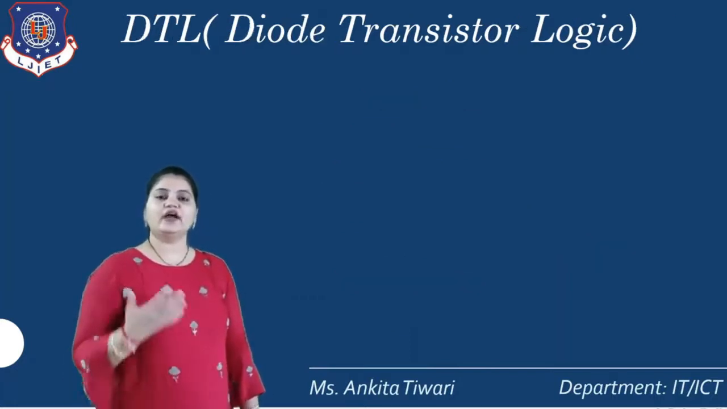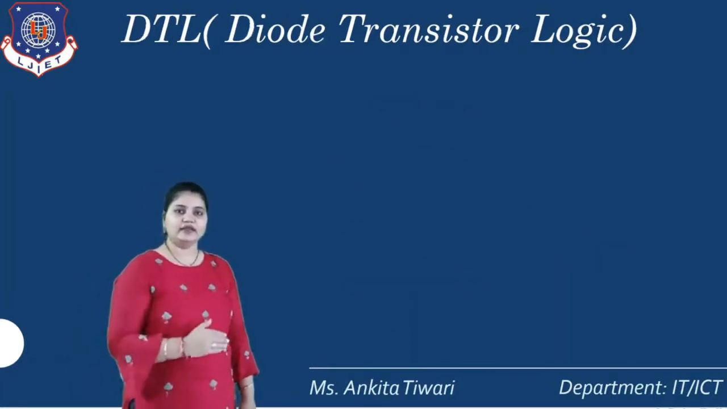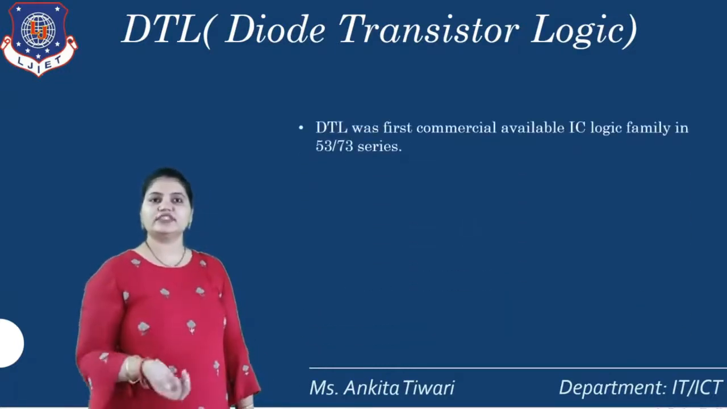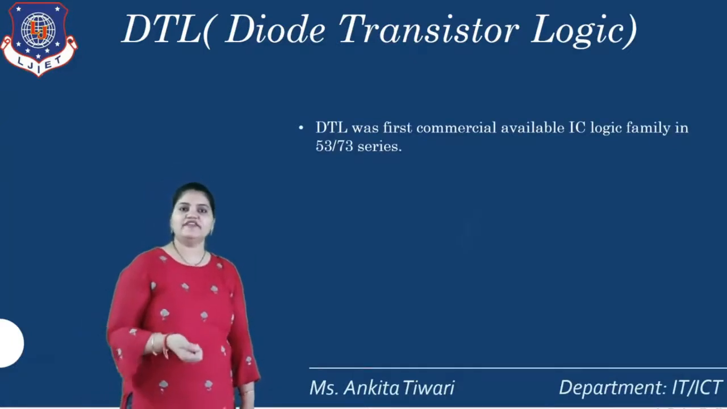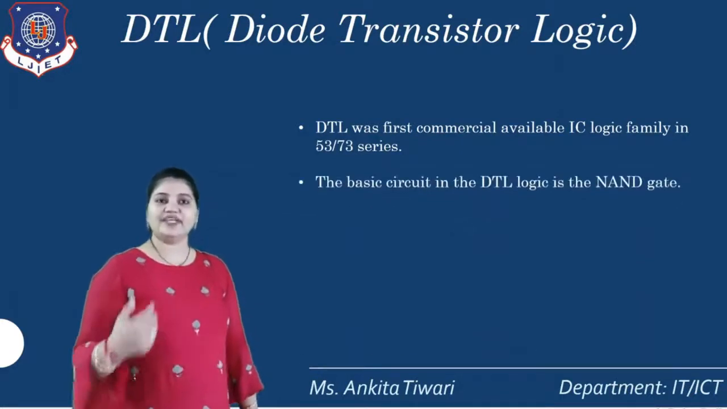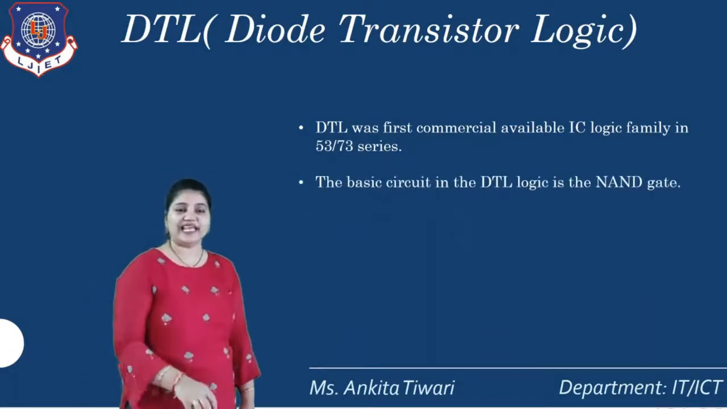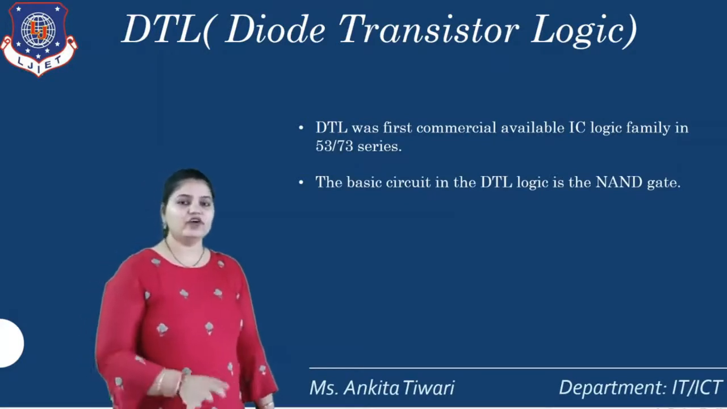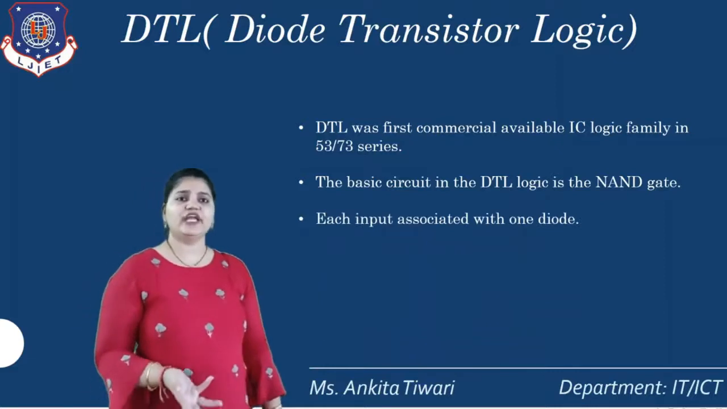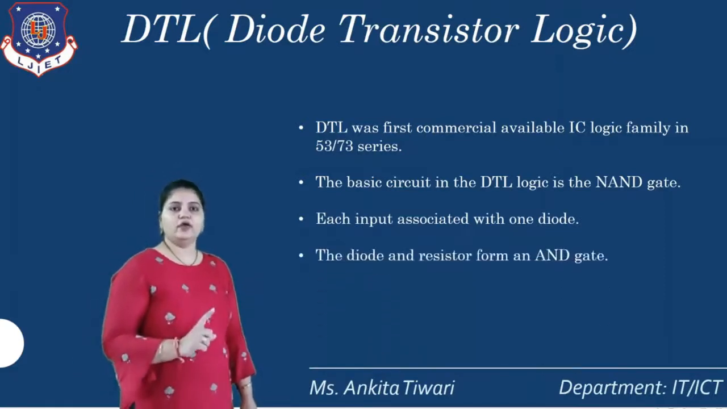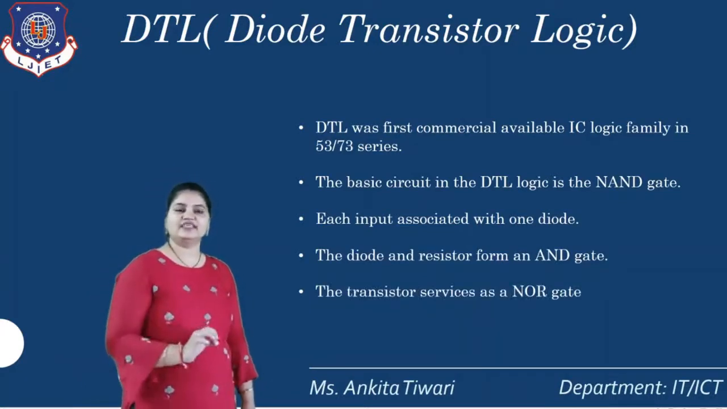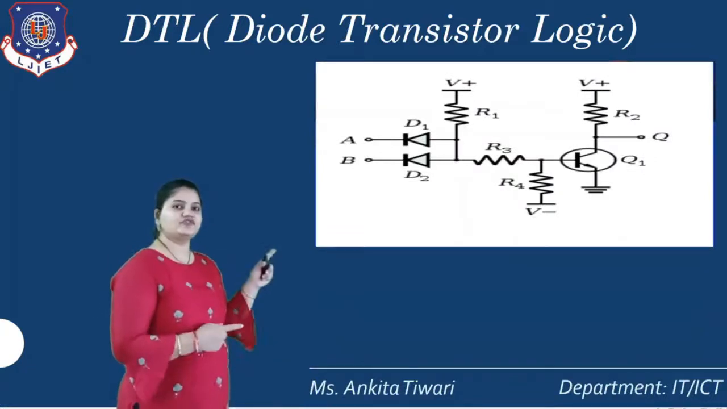Now with respect to RTL, another family is DTL, that is diode transistor logic. Diode transistor logic was first commercially available in the IC family in the 5373 series. The basic circuit in the DTL is formed using a NAND gate, whereas the RTL was formed using a NOR gate. Each input is associated with one diode. The diode and the resistor form the AND gate, and the transistor serves as the NOR gate. Now, this is the circuit as you can see here.